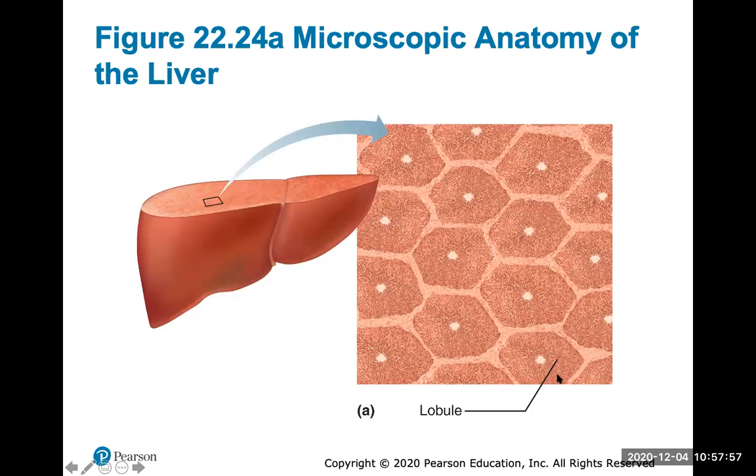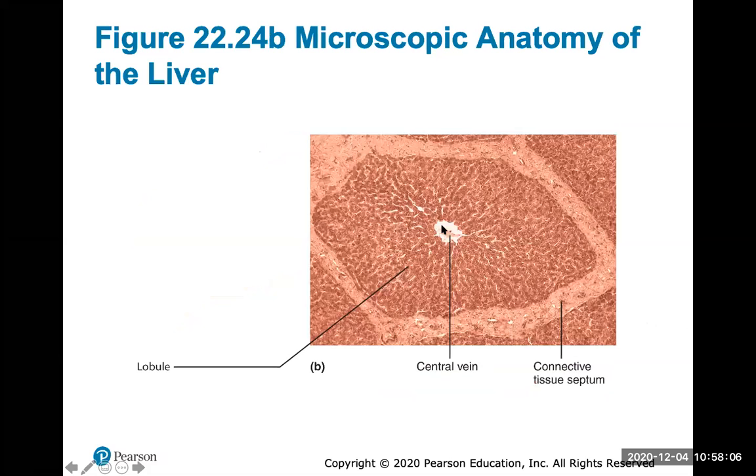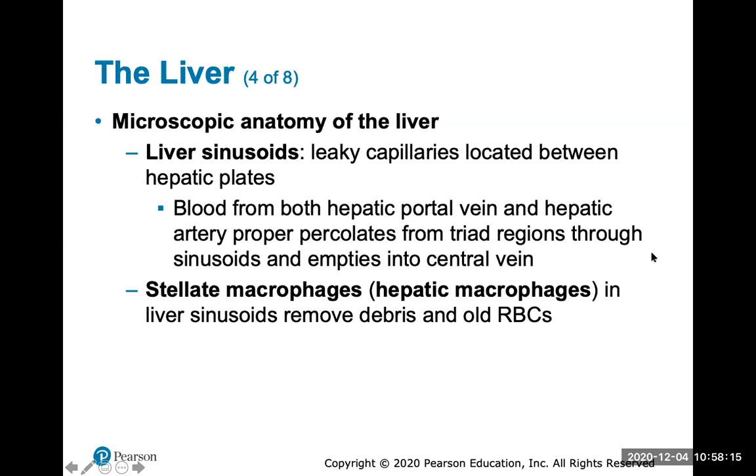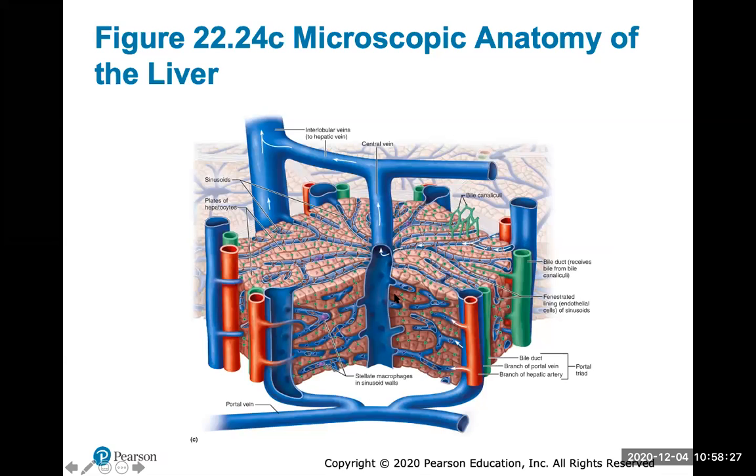So here's this hexagonal lobule, which is made up of all the cells of the liver, the hepatocytes. It's kind of cool. They're arranged in this hexagonal shape. Here's the central vein that's bringing the nutrient-rich blood from the digestive tract. And here's just connective tissue surrounding the lobule. Liver sinusoids are leaky capillaries located between the hepatic plates. And then the liver has its own macrophages, which remove debris and old red blood cells. And this is just a look at how this hexagonal shape is arranged with the central vein, and how it's bringing nutrient-rich blood to the liver, to all the hepatocytes, which are detoxifying it.